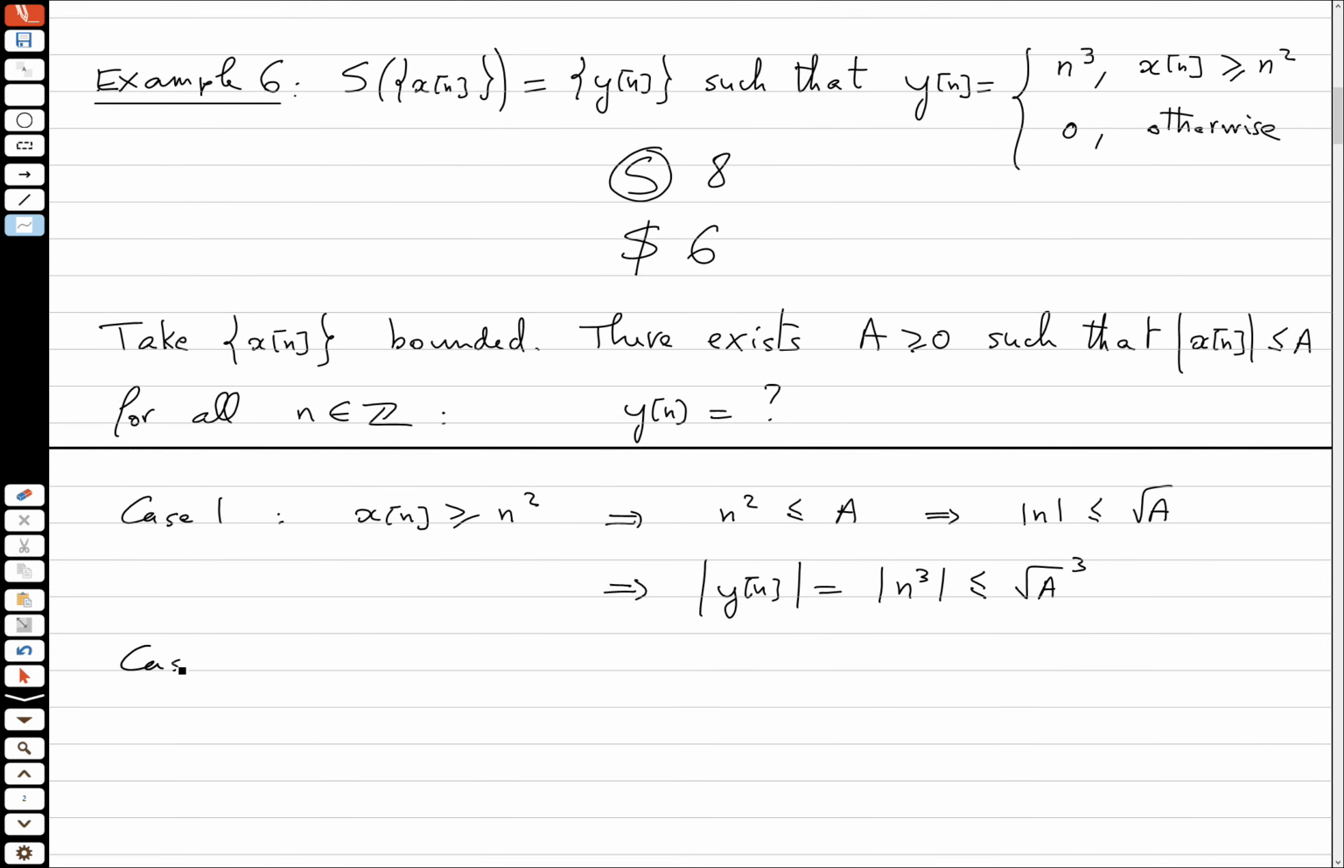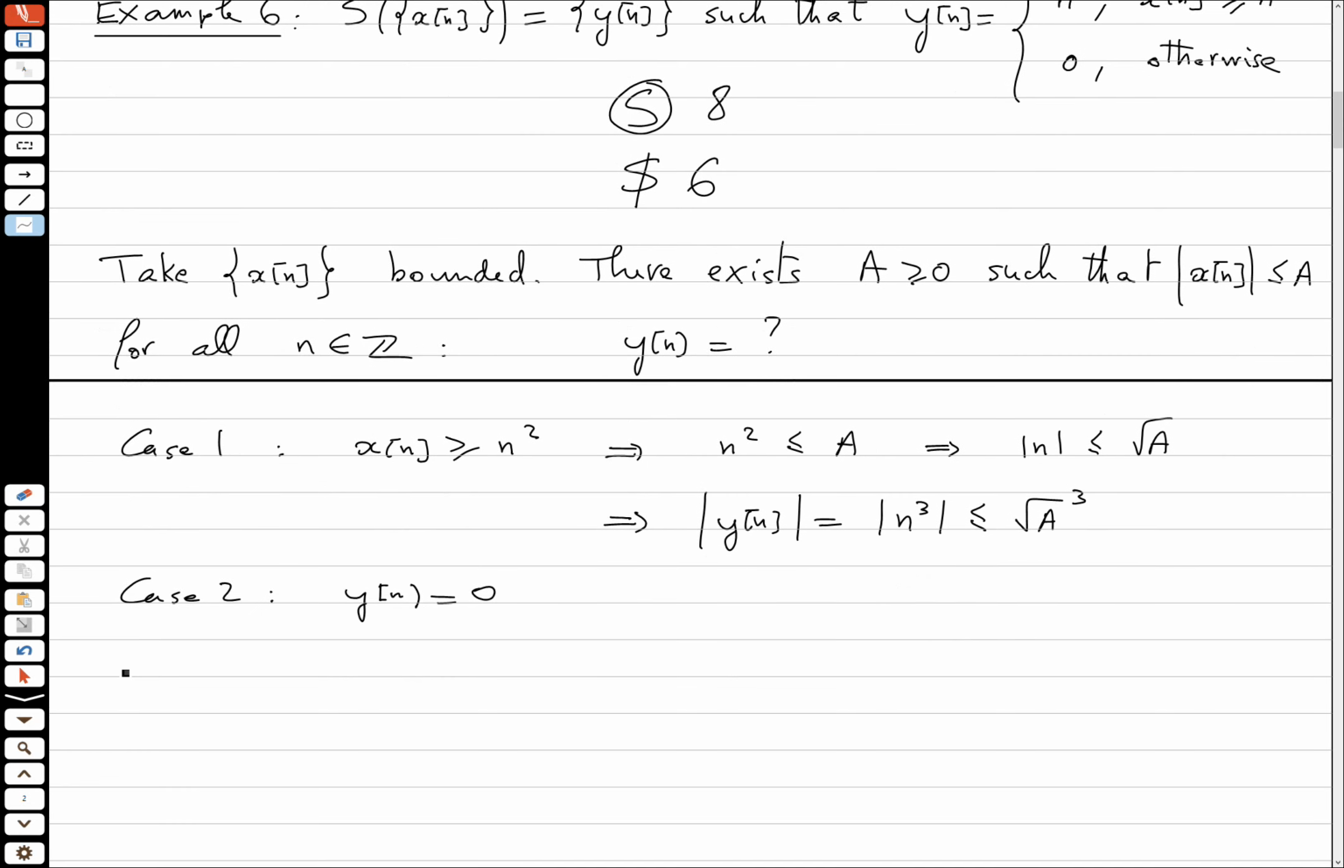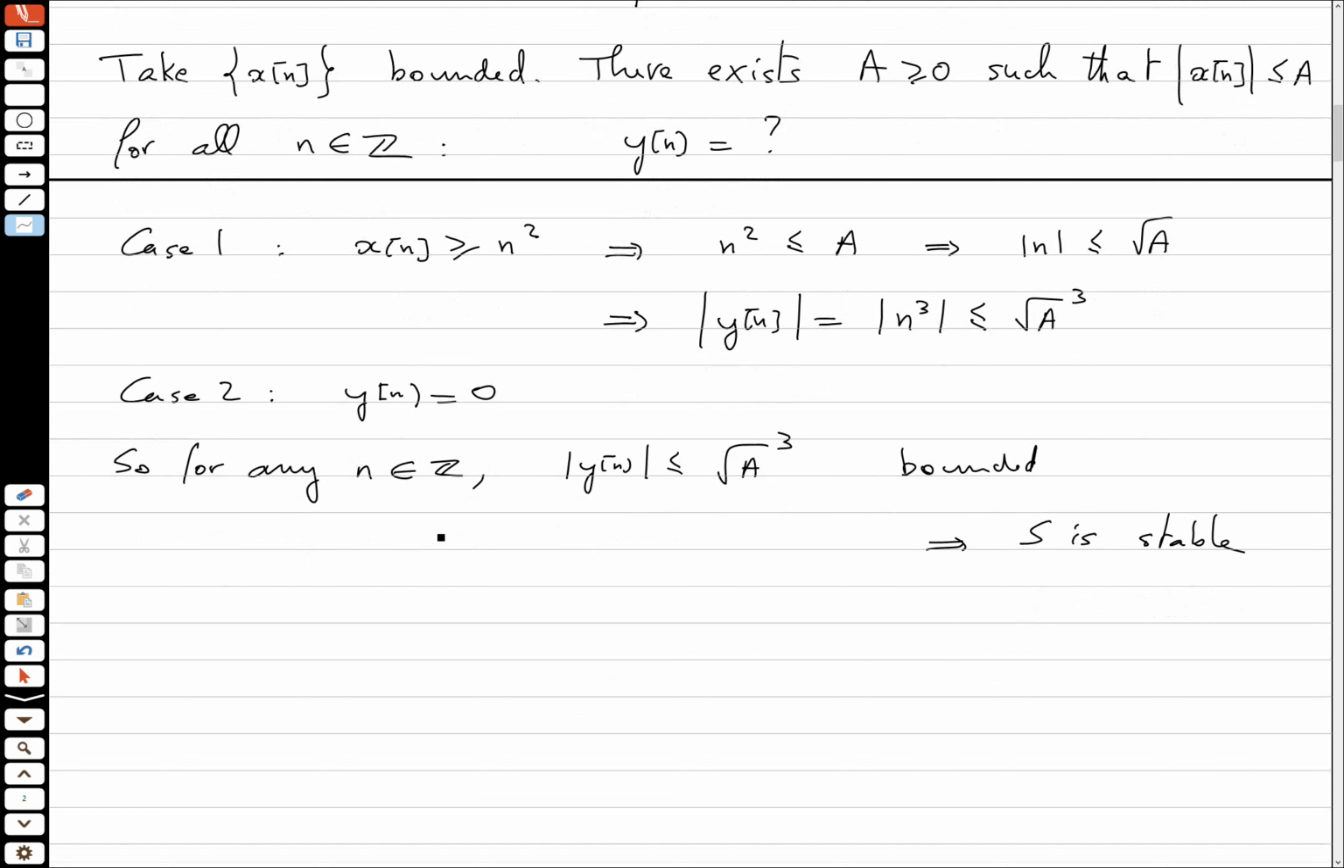Case 2, y of n is 0. So for any n, y of n is less than this. Done. Bounded. S is stable. Okay, that was the last example.